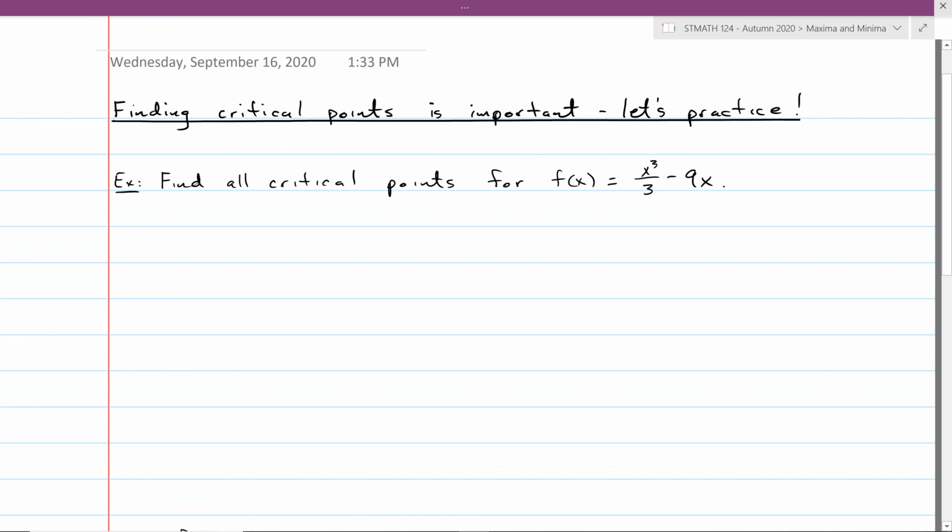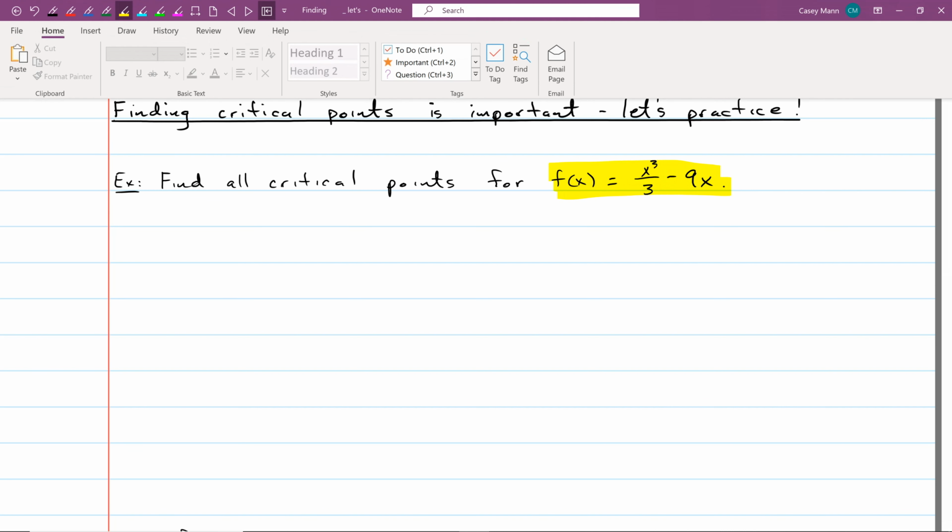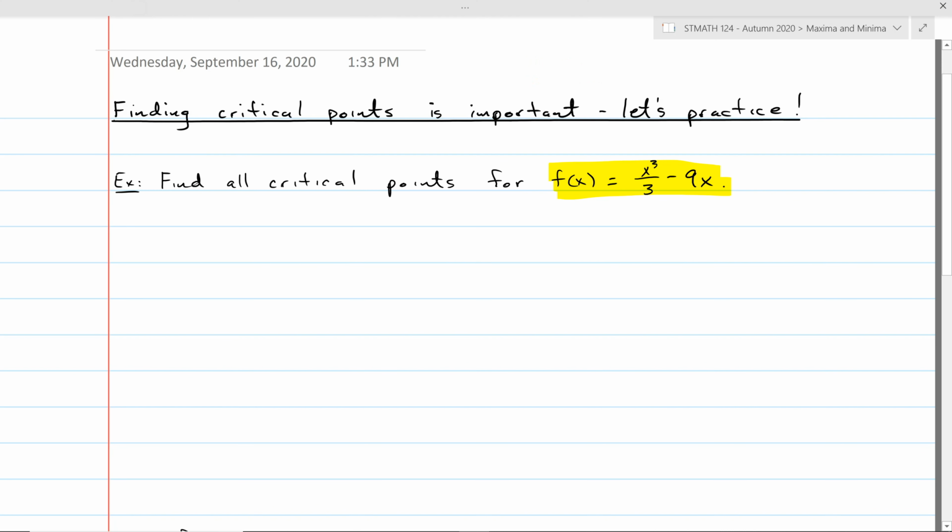Let's see if we can do it for some relatively simple functions, though. So in this first example, we've got the function f of x equals x cubed over 3 minus 9x. I want to find all the critical points for that function. Well, first thing we have to do is find the derivative, because the critical points are based on where the derivative is equal to 0 or where the derivative is just undefined. So first task is find the derivative.